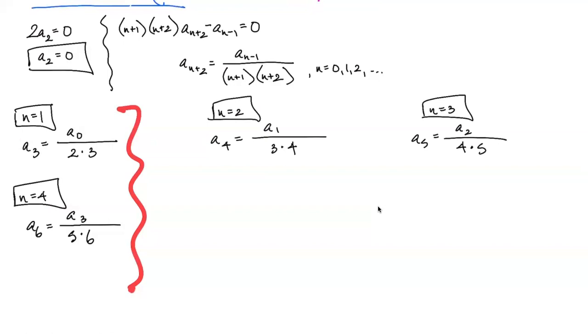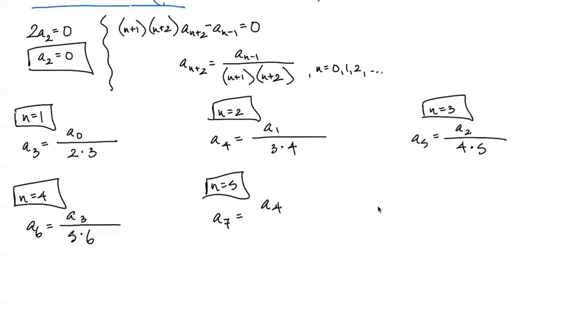All right. I bet that if I say n equals 5, I'm going to get a sub 7 equals a sub, let's see, 5 minus 1 is 4. Oh, good. This is going to use the one above over 5 plus 1 is 6 times 7. And let's do one more over here, n equals 6. I get a sub 8 equals a sub 5 over 6 plus 1 is 7, 6 plus 2 is 8.